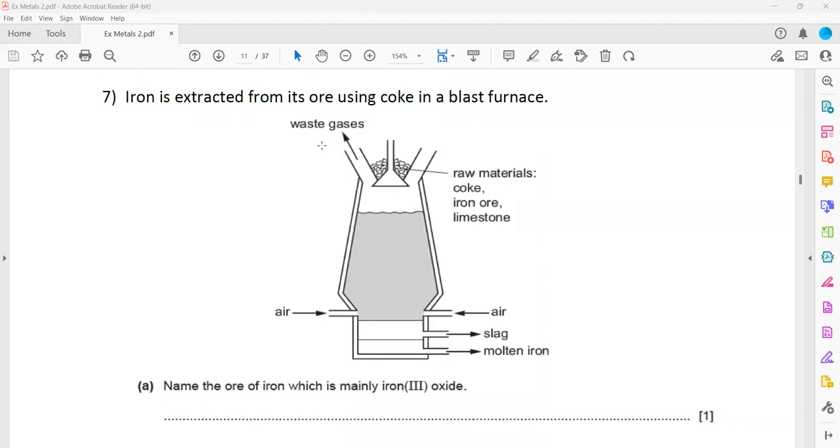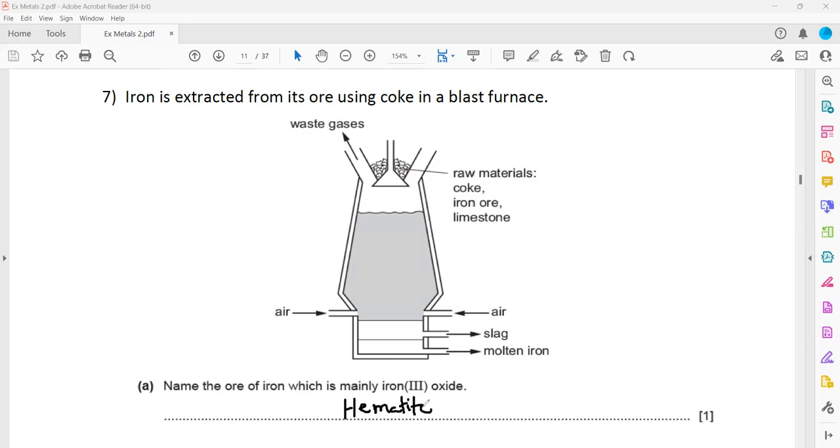The next is: iron is extracted from its ore using coke in a blast furnace. Name the ore of the iron, which is mainly iron oxide. The ore of aluminium is bauxite. The ore of zinc is zinc blende. What about the ore of iron? What do we call that? Ore means a naturally occurring iron compound. That is hematite.